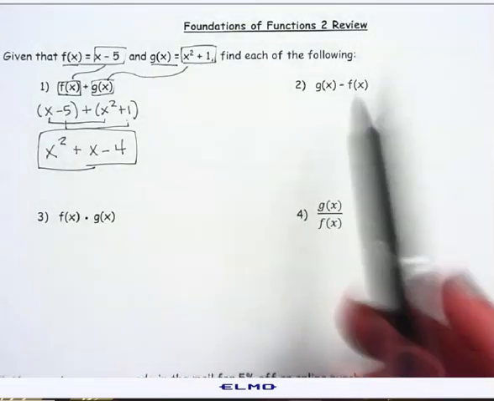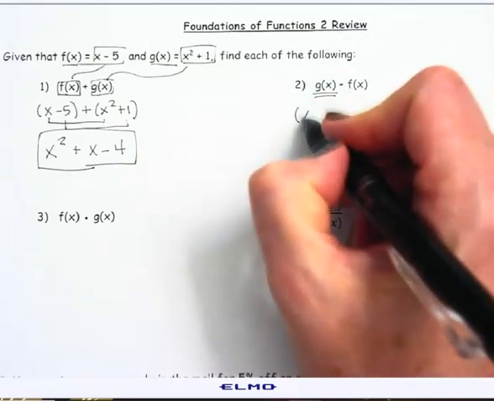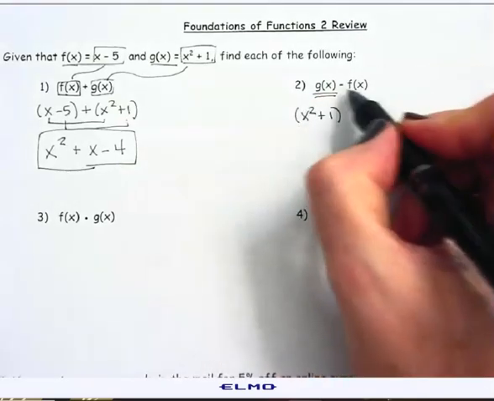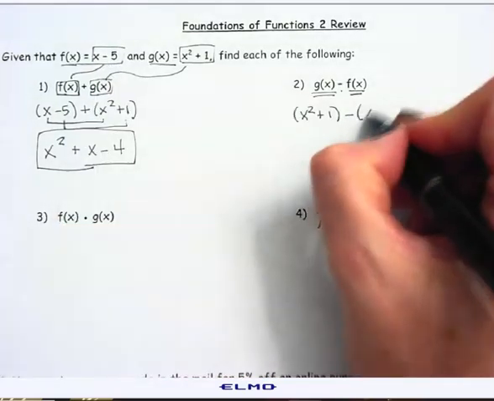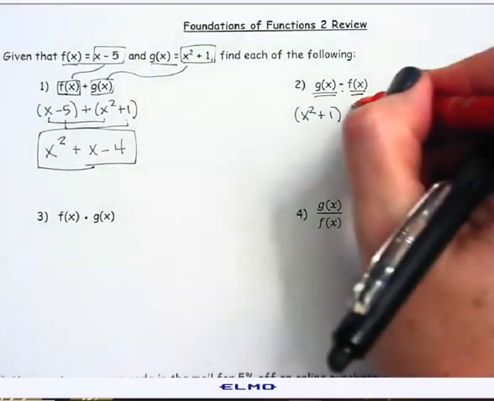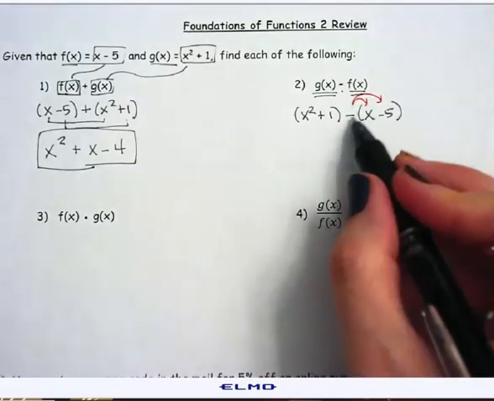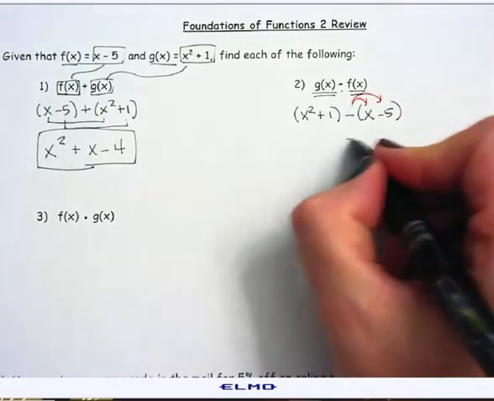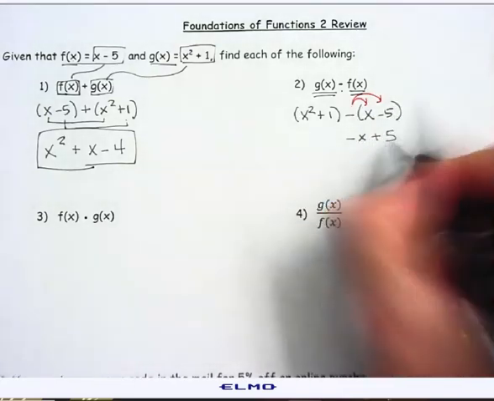For subtraction, this time I'm starting with the g function first, so x squared plus 1, minus the f function, which was x minus 5. Because I'm subtracting two things, the x and the minus 5, that whole group is being subtracted. That means to take the opposite of each one. So this becomes minus x and minus negative 5, which is a positive 5.